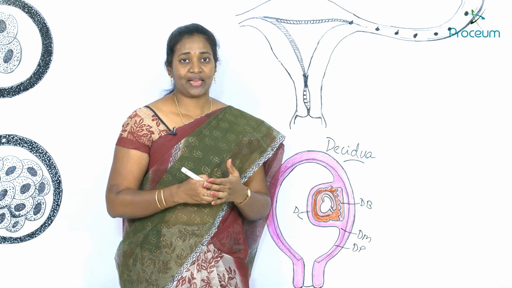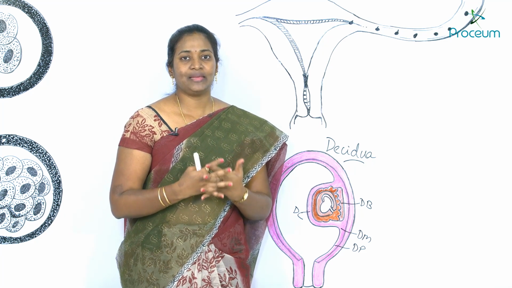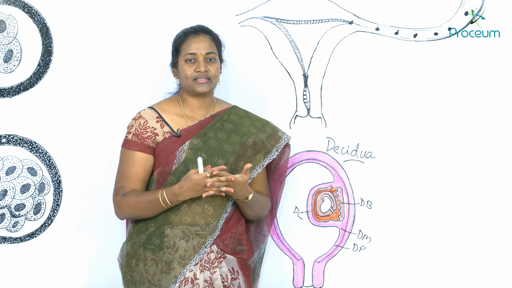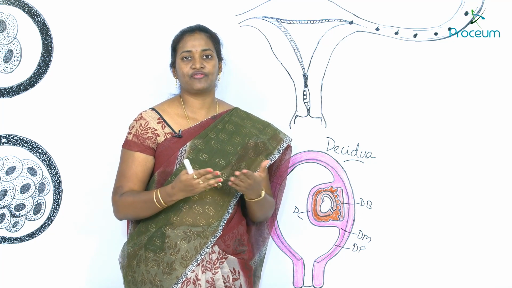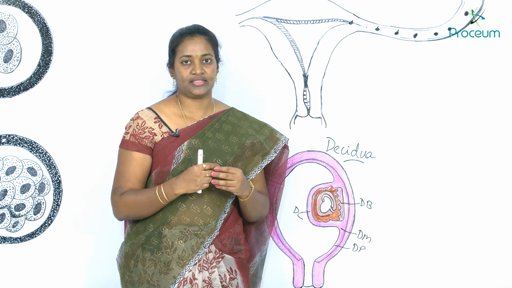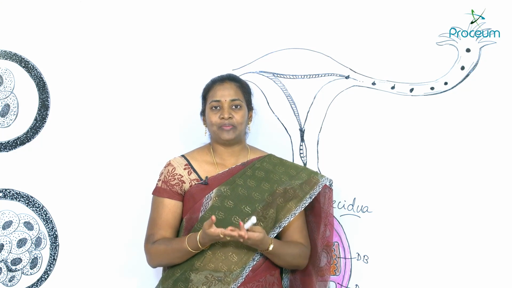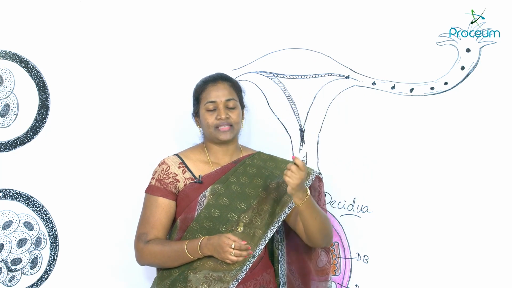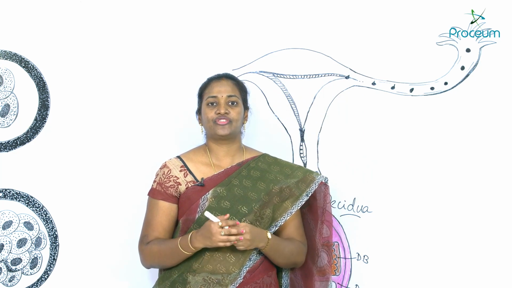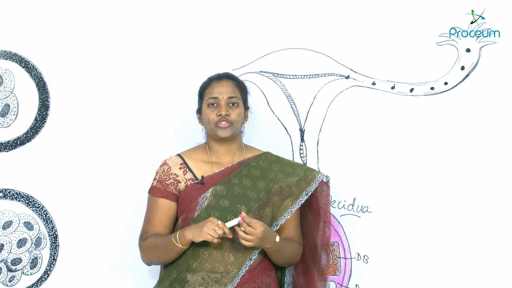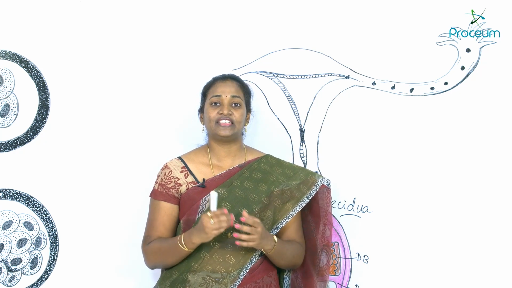Now, coming to the implantation sites. The normal implantation occurs at the fundus of the uterus. Besides that, there are some other sites where the implantation can occur, which results in ectopic pregnancy. The normal site of implantation is the fundus of the uterus. Besides that, it can occur anywhere, which results in a tubal pregnancy or ectopic pregnancy. Out of the total ectopic pregnancies, tubal ectopic pregnancy is 90%.